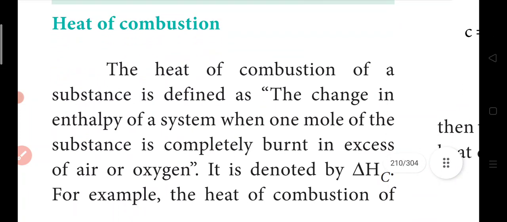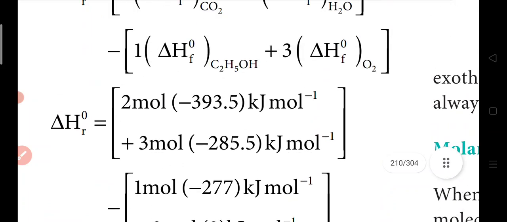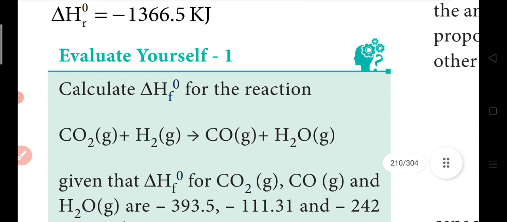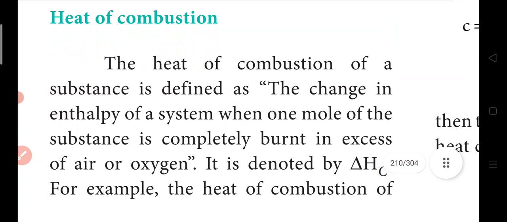Next is heat of combustion. For example, this sum they have given in your textbook is very simple. You just go through that and see whether you are able to understand heat of formation, the change in enthalpy of reaction from formation. Okay. Now moving on to heat of combustion. The heat of combustion of a substance is defined as the change in enthalpy of a system when 1 mole of a substance is completely burnt in excess of air or oxygen. It is denoted by delta Hc.